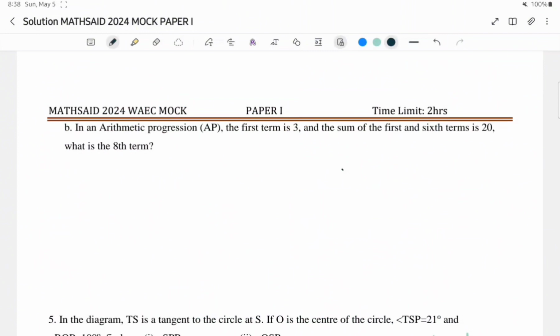In an AP, the first term is 3 and the sum of the first and sixth terms is 201. There is an error with this question. It is supposed to be 201. What is the eighth term?